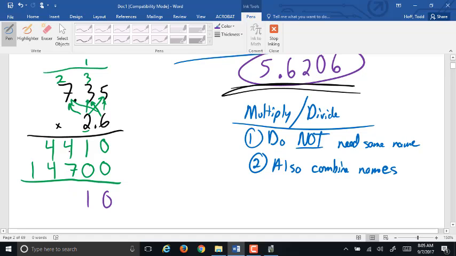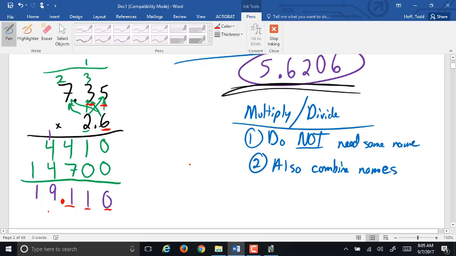0, 1. 4 and 7 is 11, so 1, carry the 1. 1, 4, 4 is 9, and 1. Where does my decimal point have to go? The 9 and the 1 after, right? How do I know that? Yeah, we count. There's 1, 2, 3 decimal places total in the problem. There has to be 1, 2, 3 decimal places in our answer.